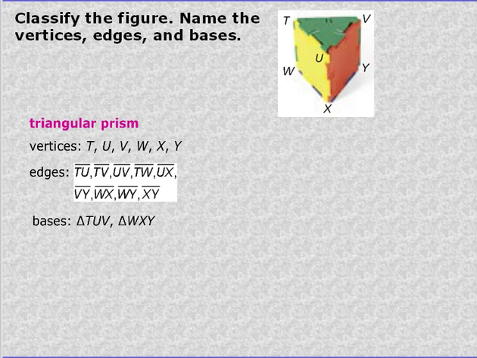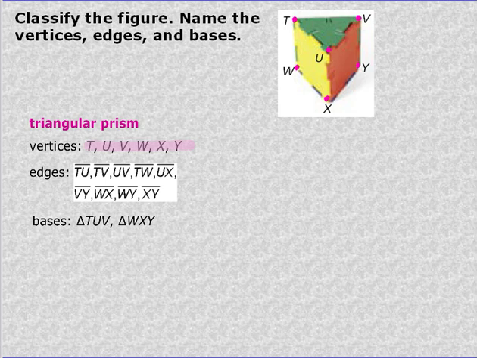So in classifying the figure, you want to name the vertices, edges, and bases. So we have our figure over here. And our vertices, again, are the corners or the points. So we name those with just the letter there. So we have vertex T, U, V, W, X, and Y. And so we've got them listed over here. Those are our vertices.